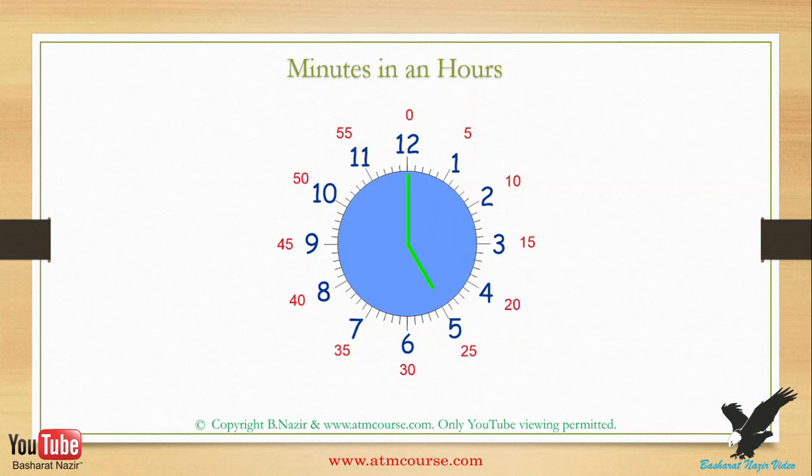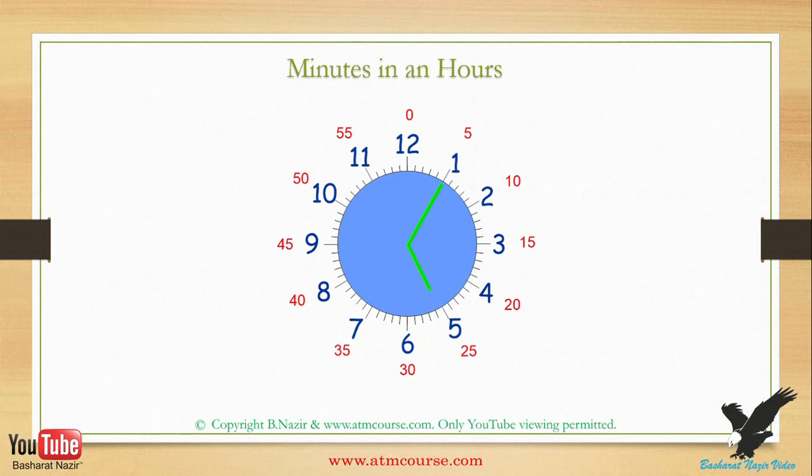In each hour there are 60 minutes. The circle of the clock is divided into 60 equal parts called the minutes, shown in red. These are not normally shown on the clock, but we have showed them in our clock. You don't have to remember all of them. Just remember the minutes at the hour positions, 3, 6, 9.